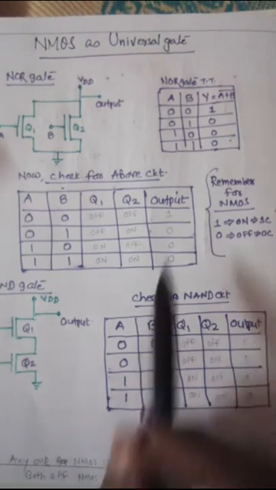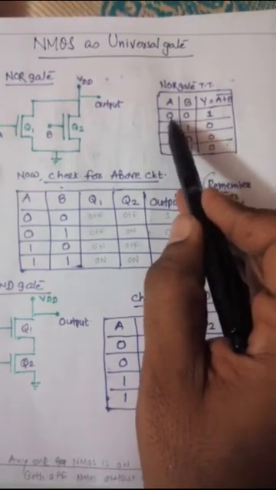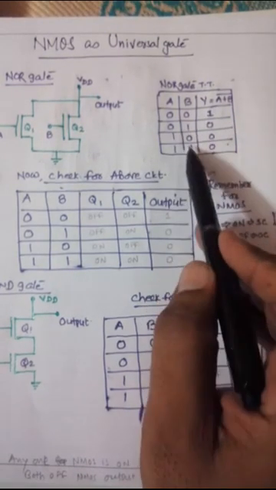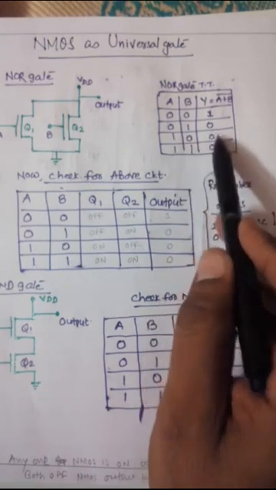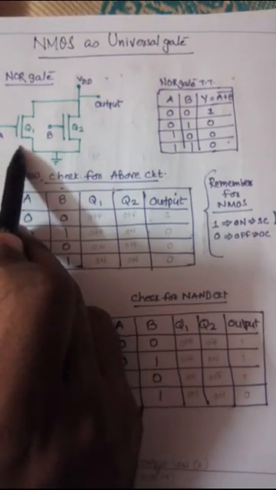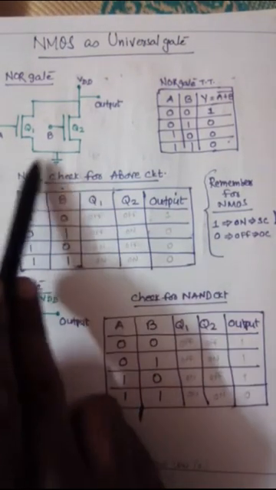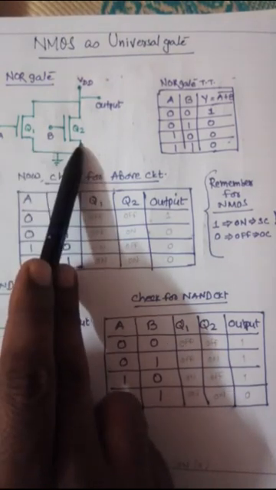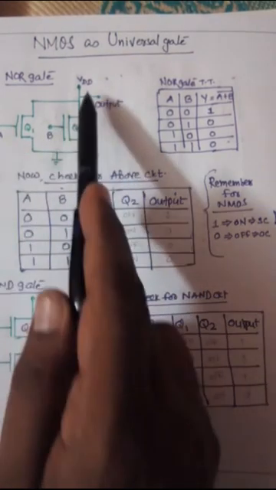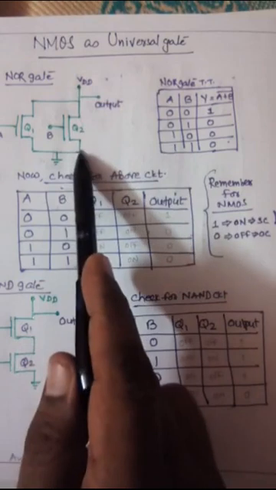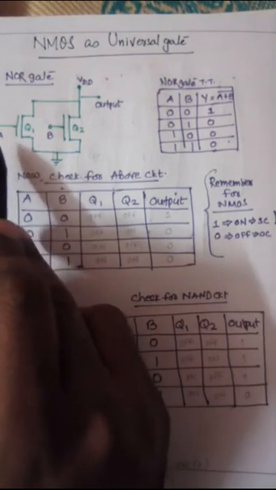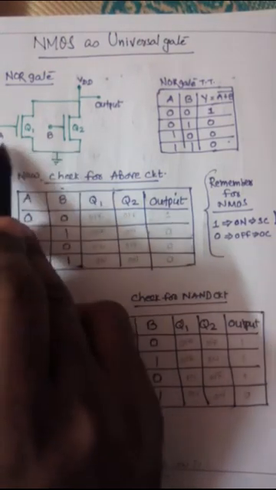For the NOR gate, the characteristics are these: when both inputs are low, the output is always high. If any one input is high, the output is always low. So this will be proved by using this NOR gate, NMOS gate. Here Q1 and Q2 are NMOS type MOSFETs, A and B are the inputs at the gate terminals, VDD is given to the drain, and the sources are connected to the ground.